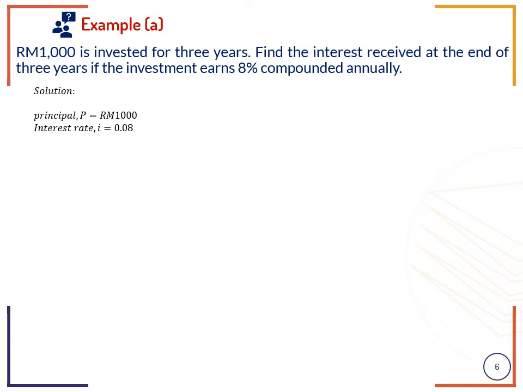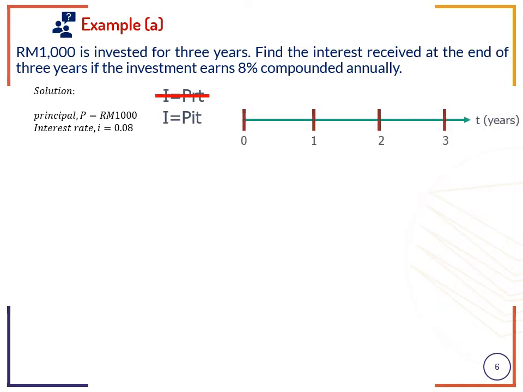Keep in mind, the formula to calculate interest is still the same as used on simple interest topic, where the formula is I equal to PRT. However, there is some change on interest rate, where interest rate is now denoted as i instead of r. Let's calculate.